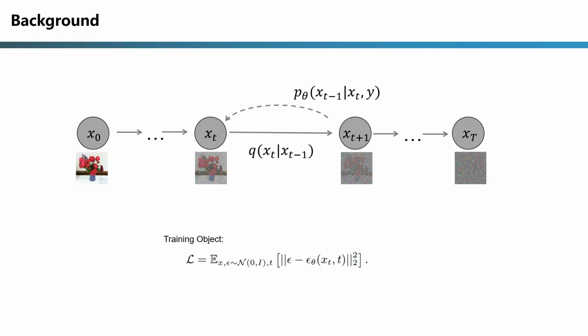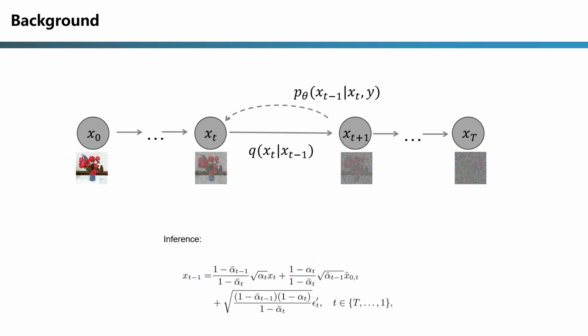During training, the model predicts the noise added at each diffusion step, and a denoising network learns to restore the initial data sample by minimizing the difference between the predicted and actual noise.